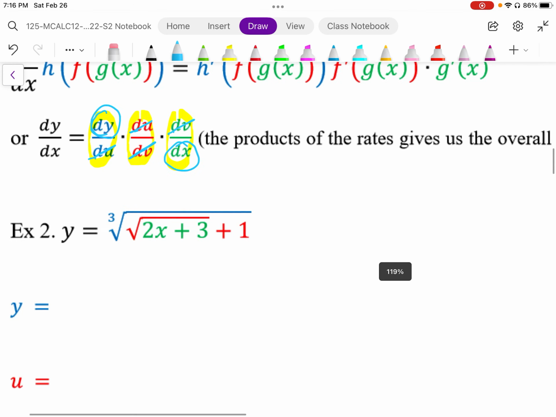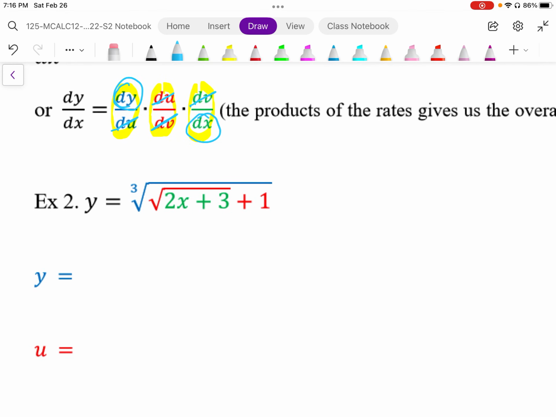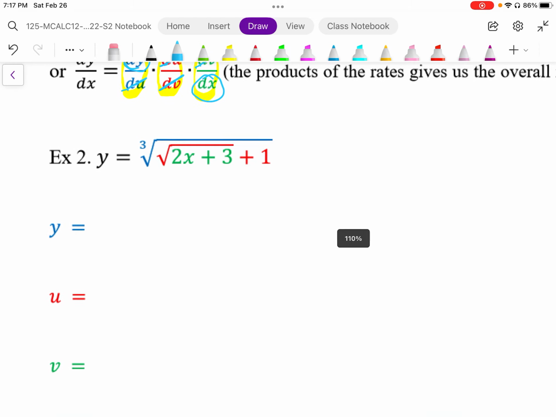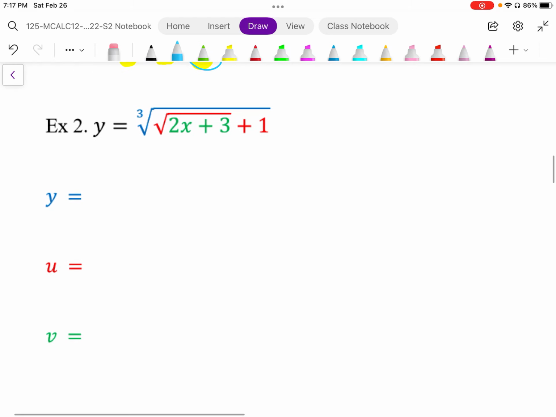So let's take a look at how we apply this. We're going to do this very formally and piece by piece, but as we do more of this, we want to develop some fluency in doing this without having to write all of this extra notation. We're just going to differentiate outside in.